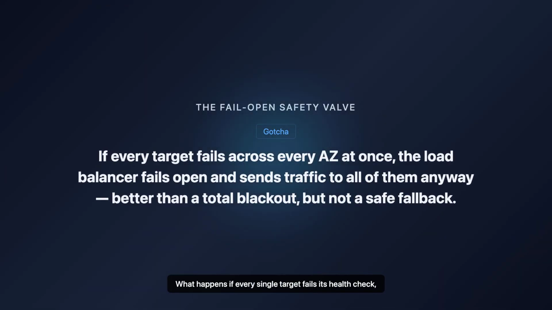What happens if every single target fails its health check across every zone all at once? The load balancer doesn't just black out and refuse all traffic. Instead, it fails open. It routes requests to all the targets anyway, regardless of the reported health. The logic is that a total DNS blackout from a misconfigured health check path is worse than sending traffic to targets that might actually still be serving.